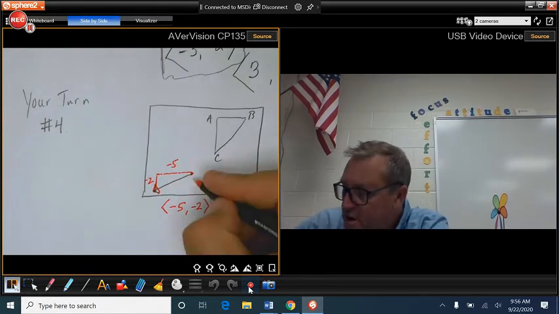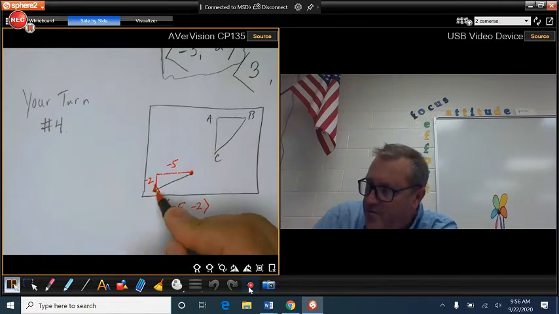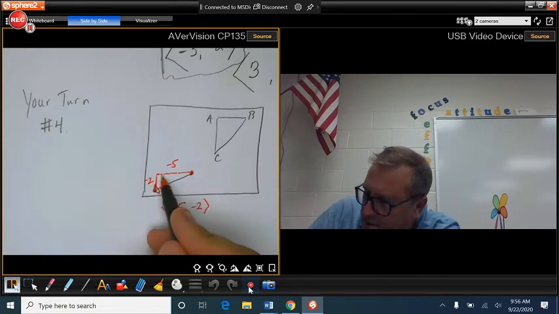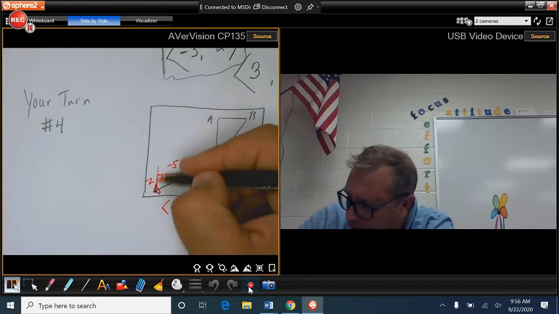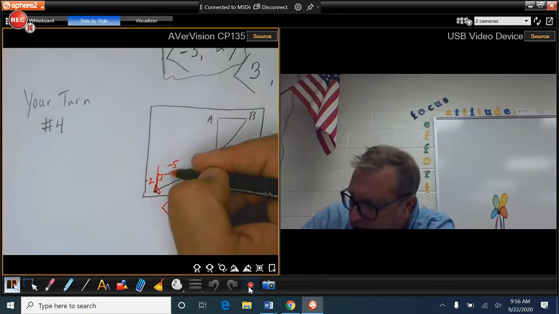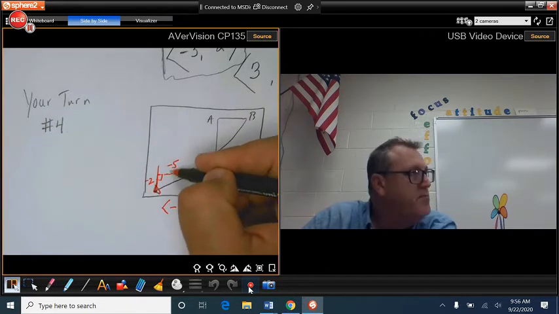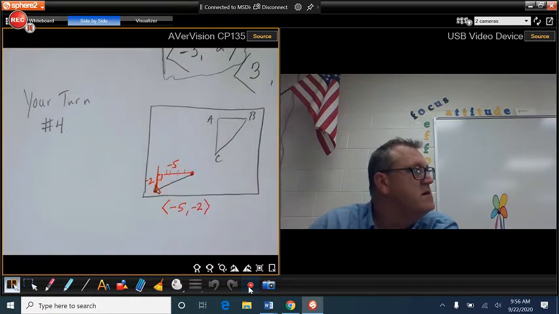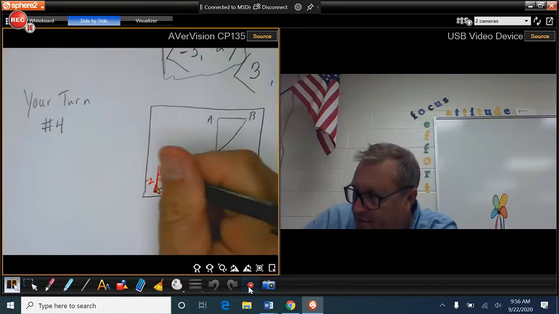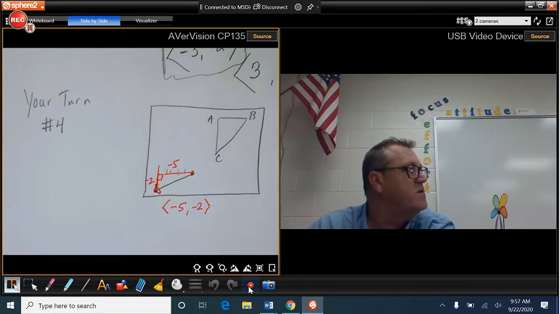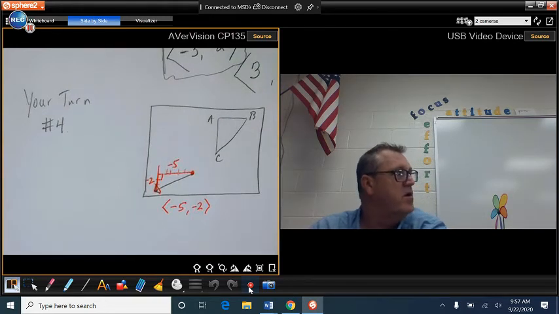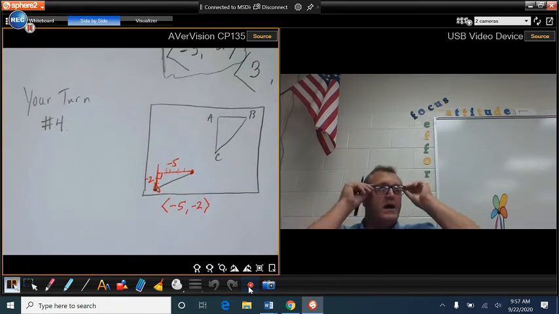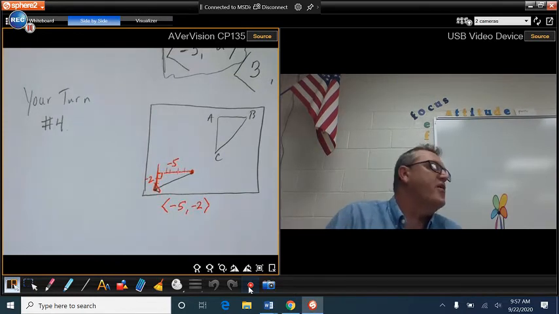Okay, so if this is my starting point, and this is my ending point, I kind of make a right triangle, and I count, all right, how far over does that vector go? And I just count the boxes. Okay? And then I count the boxes going down. And that's where they get to 5 and 2. All right? So now the actual question is, move the triangle.